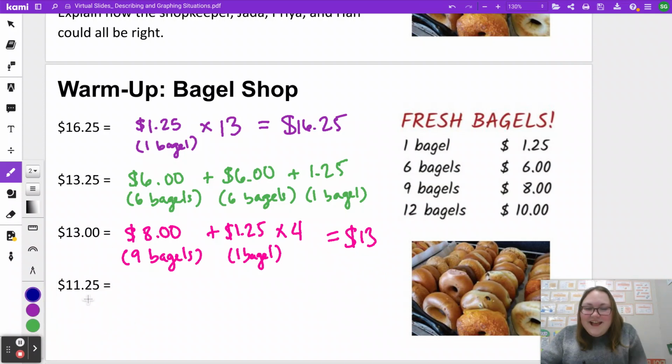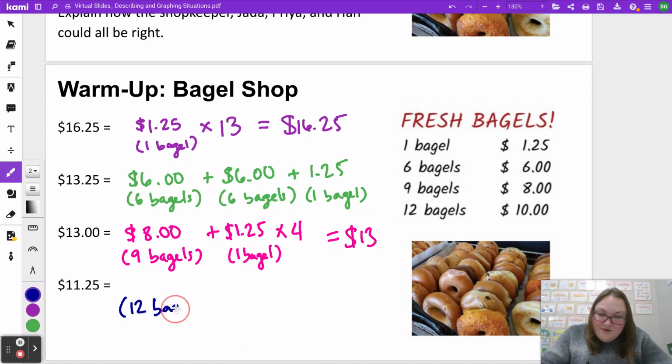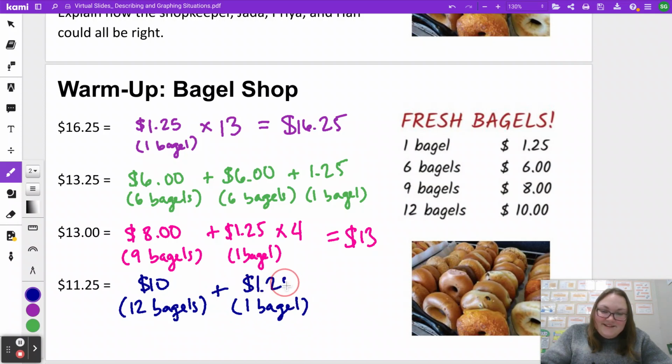And then finally, our last person, and we're seeing the cheapest way to do this. If you want 13 bagels, the easiest way to get there is first grab a bag of 12 bagels. If you want 13, you have almost all of them right here, and that is $10. And then after that, if you want 13, you just need one more bagel, and that one more bagel is $1.25. And so that gets you to $11.25 for all 13 of them.